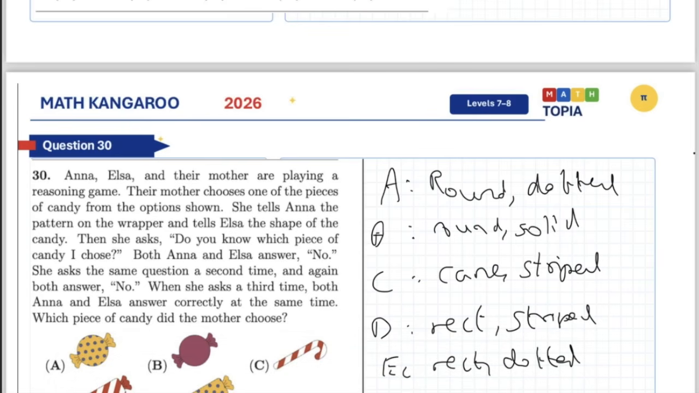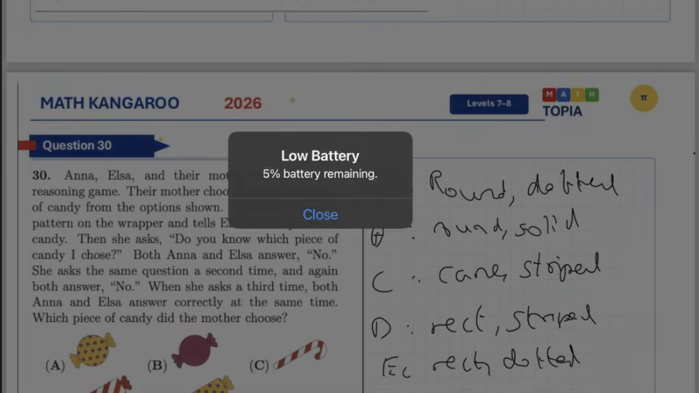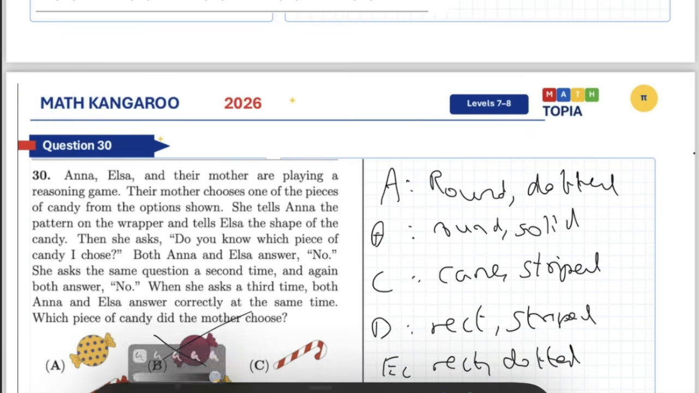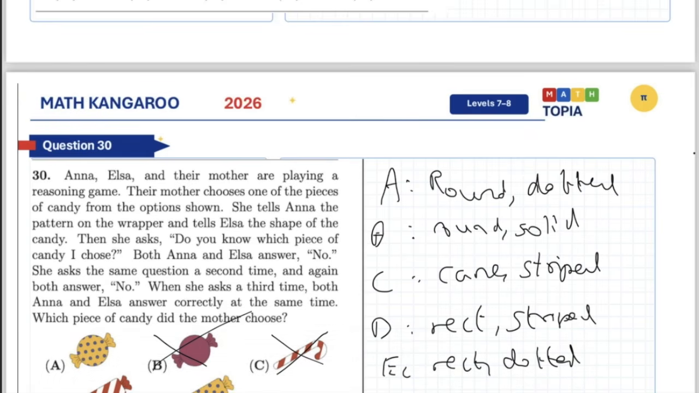Okay. So in round one, when both of them said no, if Anna had had the solid pattern, she would instantly know that it was B because it was the only solid candy. Since she says no, we can eliminate B. If Elsa had the cane shape, she would instantly know it was C because it's the only cane. She said no, so we can also eliminate C. That leaves us with A, D, and E.